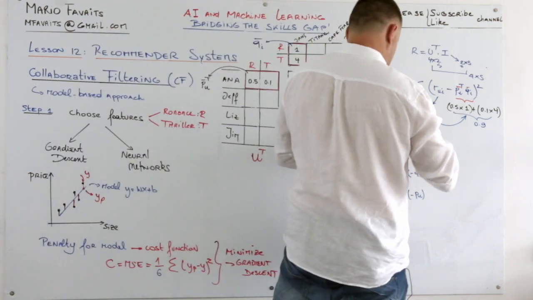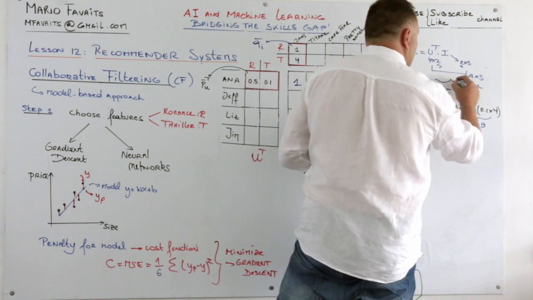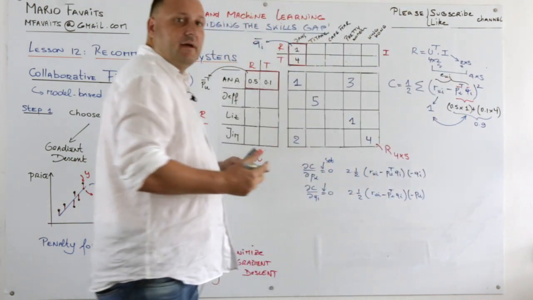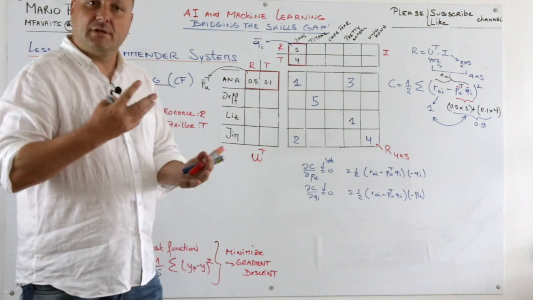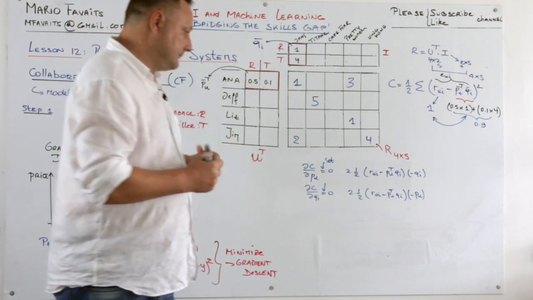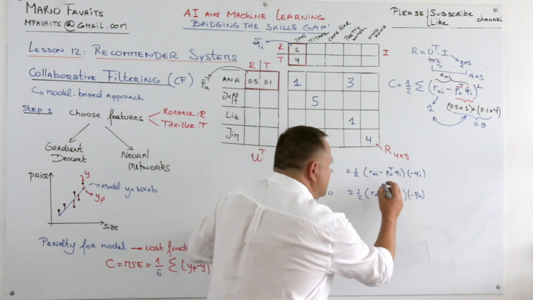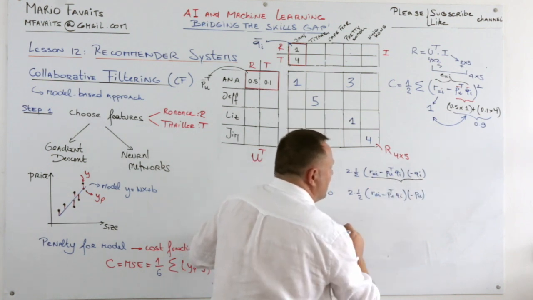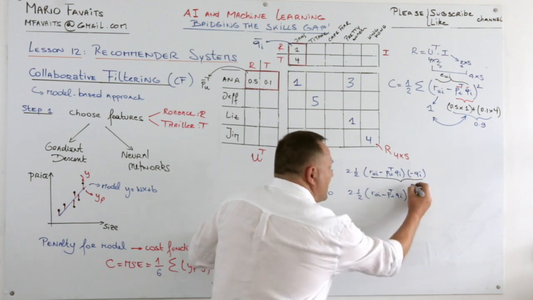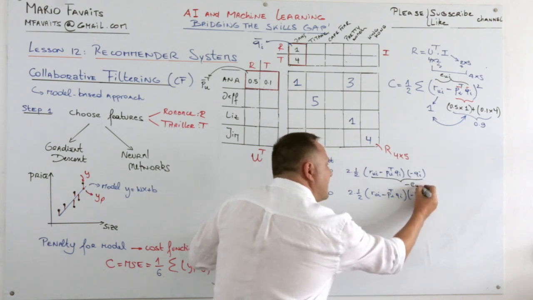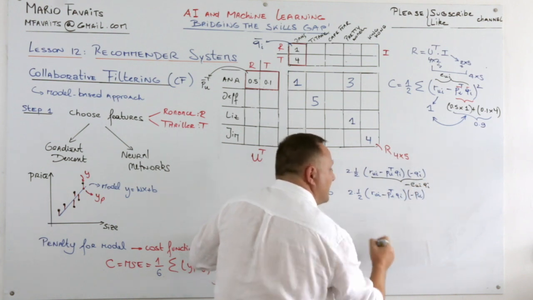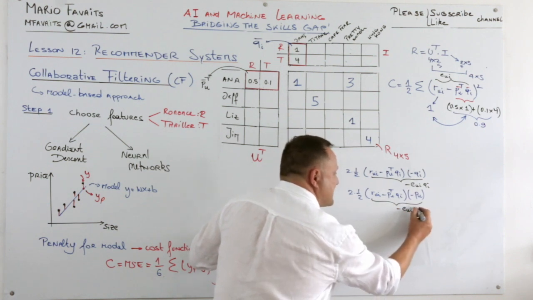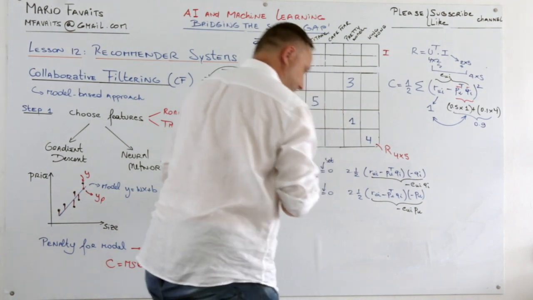So this here we will call the error EUI. This is the error, the difference between the real value and the predicted value. So this here will be minus the error EUI times QI. And this will be minus the error EUI times PU.